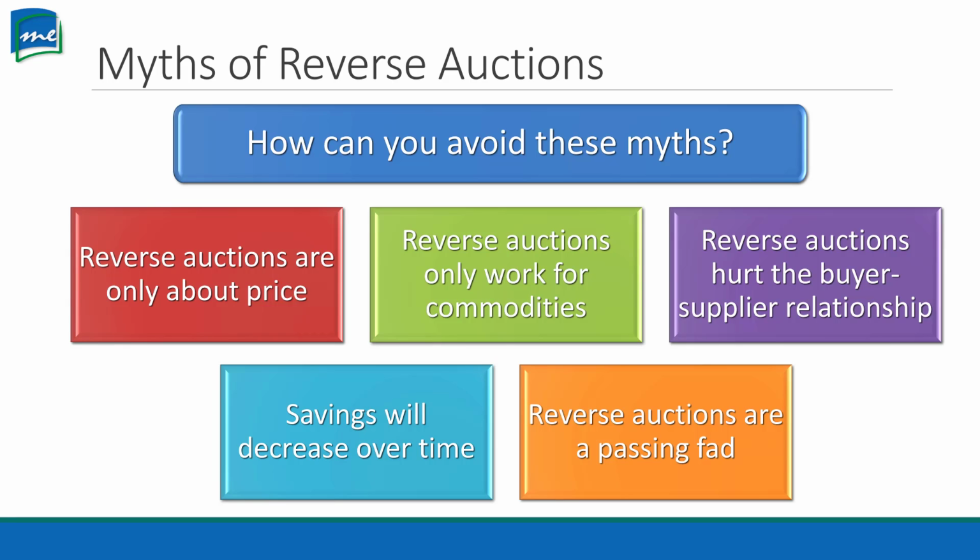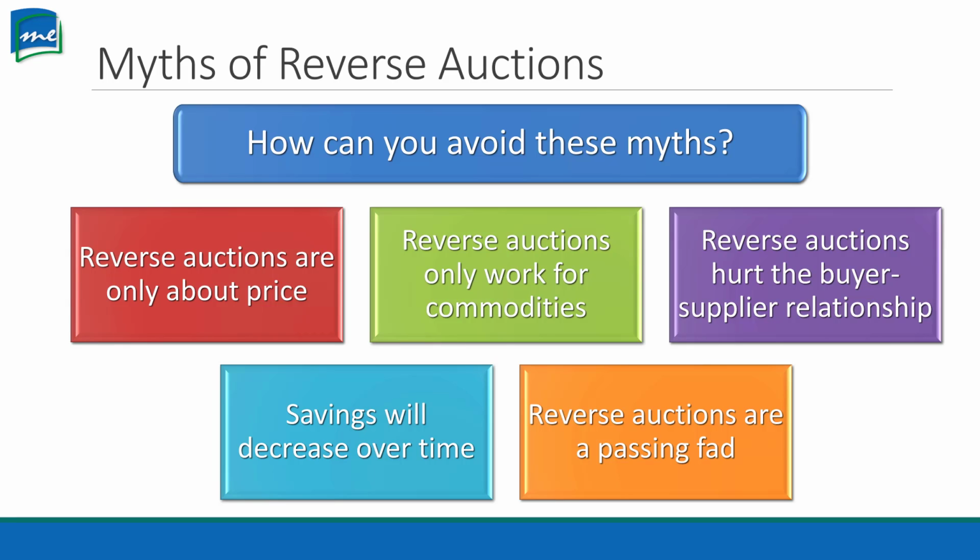And then, reverse auctions hurt the buyer-supplier relationship. I don't think it does. I've never seen it hurt that relationship, because suppliers realize that you're trying to get the best price, and they're not going to hold that against you. But they can also see where their competitors are at in pricing. That could be valuable information for them.